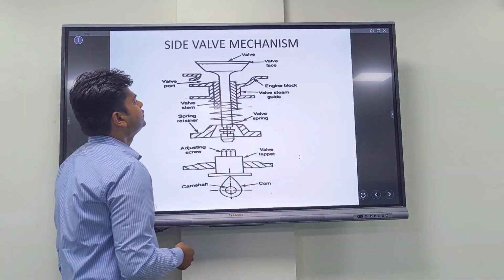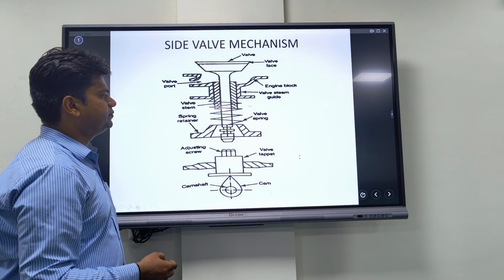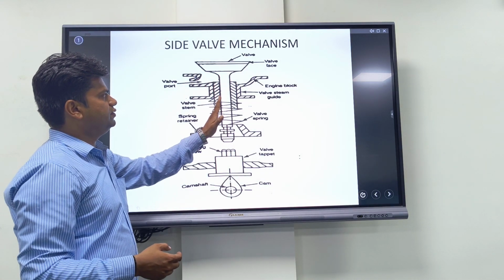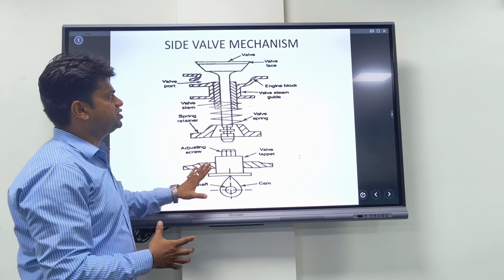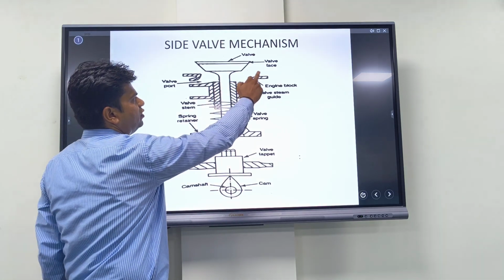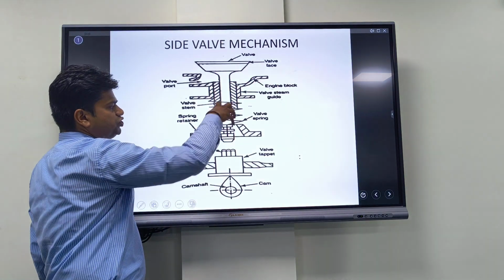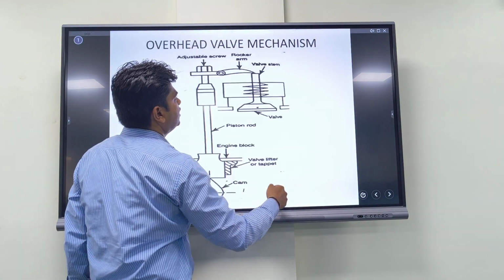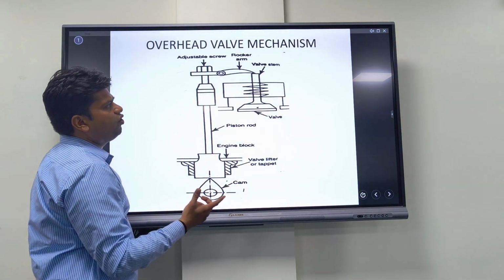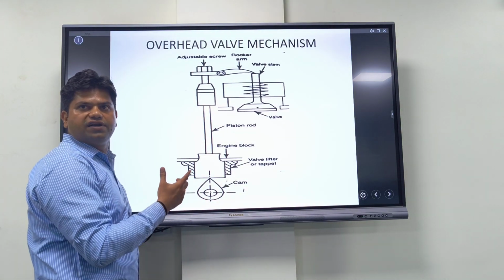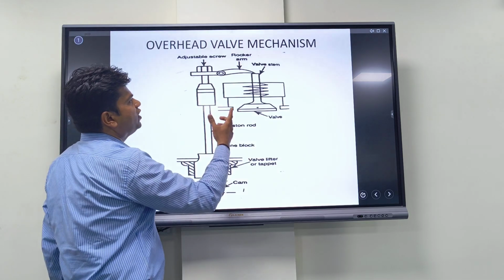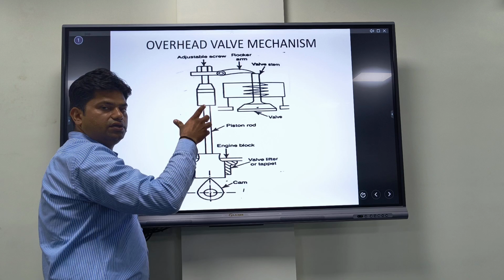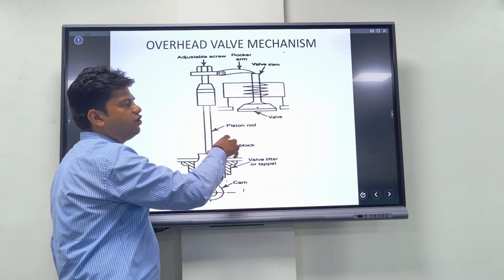Next slide. Side valve mechanism. This is the picture of a valve and where it is situated in the engine. This one is the valve face, and the position of the valve looks like this. Next slide. Overhead valve mechanism. This is a different type of valve mechanism, in which the valve is situated overhead in the engine.